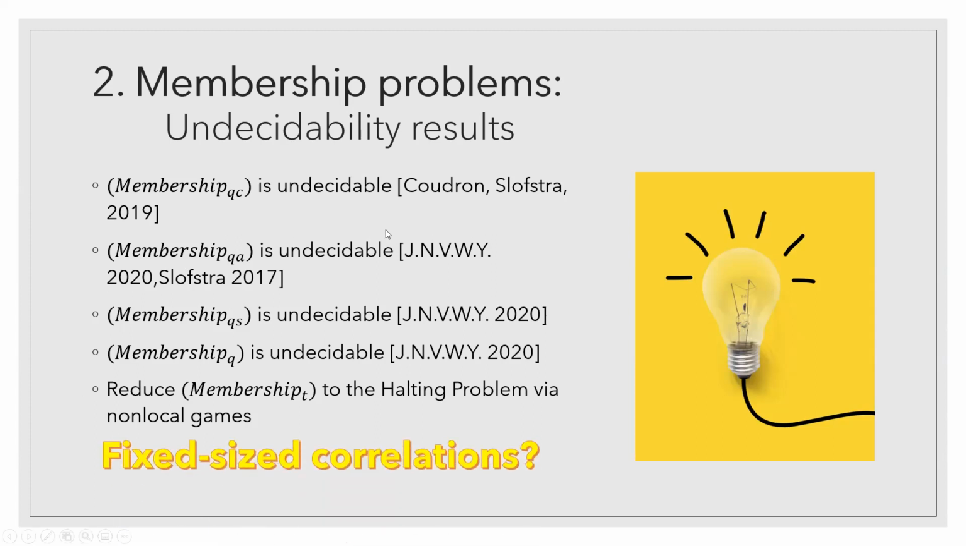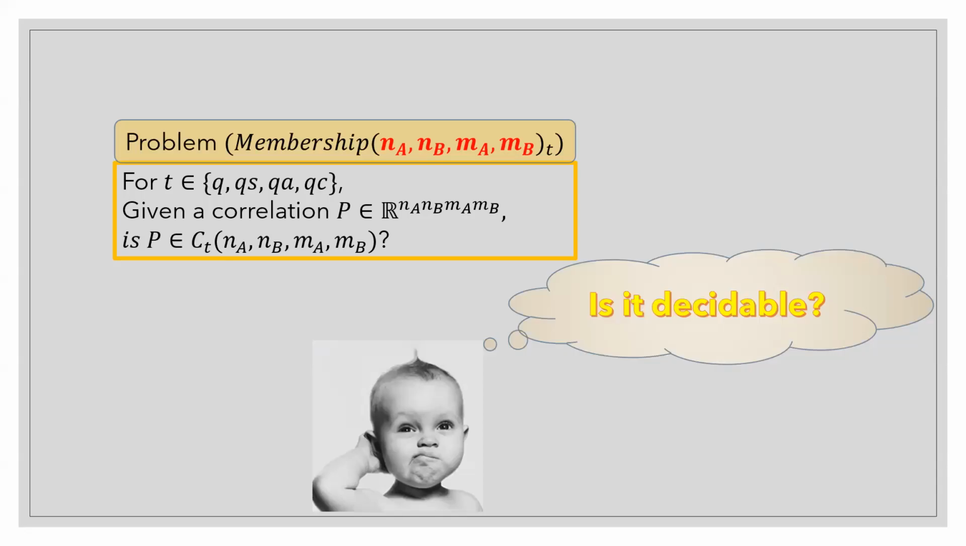This result doesn't rule out the possibility of a finite length description for the set of correlations of the same size. Therefore, we study this more restricted version of the membership problem, which is called the membership of NA, NB, MA, MB sub T problem. So you can see the size of the correlation is encoded in the problem itself. And this problem asks, given a correlation of this particular size, is this correlation in the set C sub T or not?